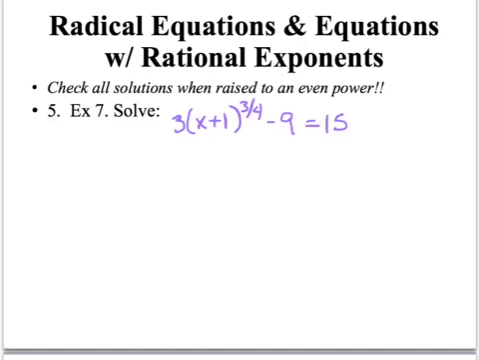Or radical equations with rational exponents, sorry. But our steps are still going to be the same. We still need to isolate the x here. So I want to get rid of everything away from this term first. So I'm going to add 9 to the other side, and then divide by 3.